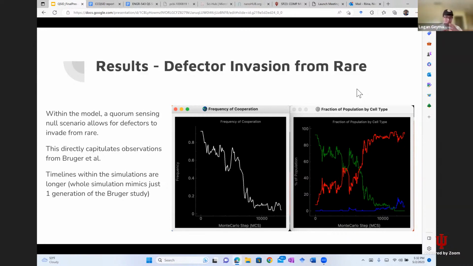We wanted to see if we could get defector cells to invade from rare when we pushed the environmental conditions to favor that cell type. And so we used Eric Brugger's study from the Waters lab at MSU to set the bounds for this. He's a really good quorum sensing evolutionary expert, and my lab has a close relationship with his lab, so it was really nice to get to work with him on this. But basically what we did was Eric took multiple generations of cells. And when I say multiple, I mean like several thousand. And he passaged them in conditions that favored the defector cell.